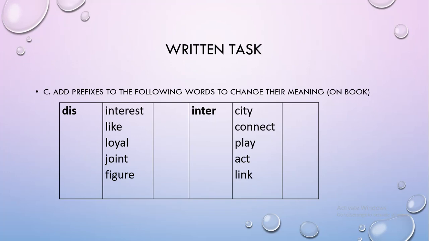So the written task is: there's part C in your book. Add prefixes to the following words to change their meanings, and you have to do this work in your book. For instance, when you put this prefix, see how it changes the word, and then you have to use them in your sentences as well. Like you're going to use dis with like, it will make dislike, and what will be the sentence of dislike. That's all.